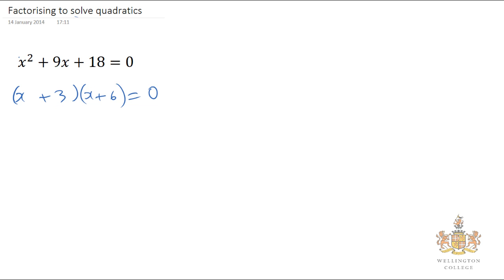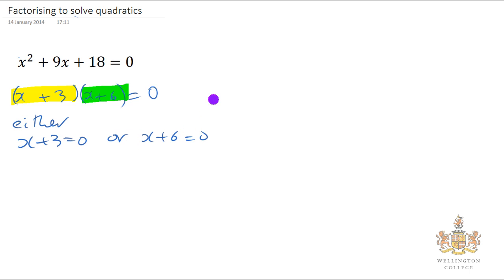So we have two numbers here. We effectively have one number, x plus 3, times by another number, x plus 6. So we've got the yellow number times the green number must equal 0. So either the yellow number must equal 0 or the green number must equal 0. So either x plus 3 must equal 0 or x plus 6 must equal 0. One of these two things must equal 0.